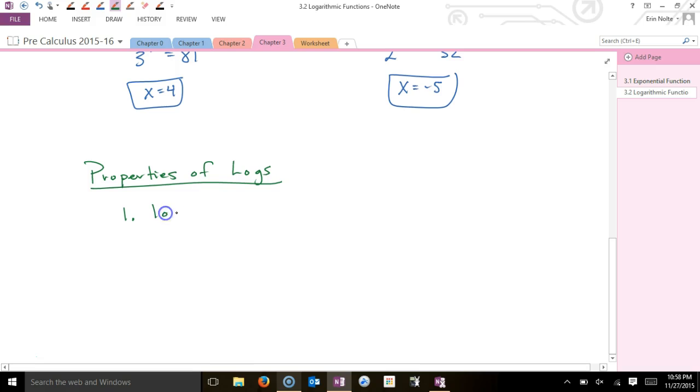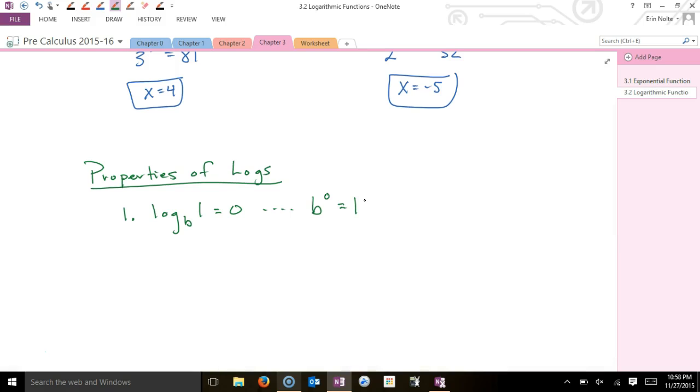Okay, so let's say we have the log of any base, let's call the base b, of 1. Does anybody happen to know what the log of any base of 1 is? It's 0. Okay, because any number to the 0 power is 1. So that's the thought process behind that. B to the 0 power is always 1. It doesn't matter what number it is. Anything to the 0 power is 1.